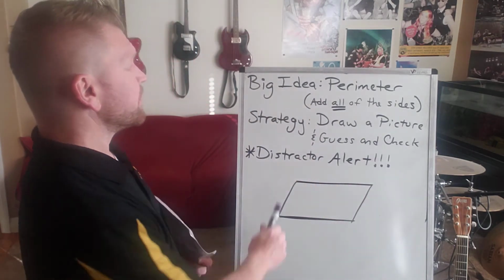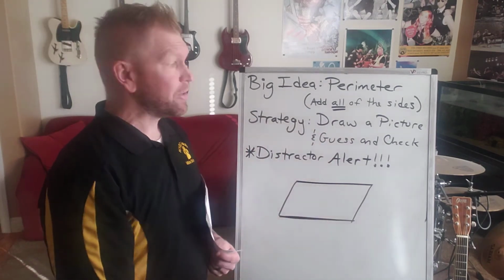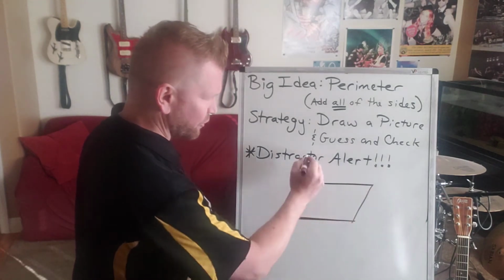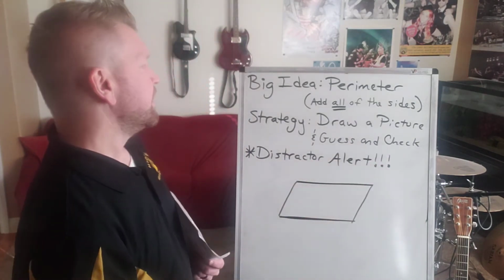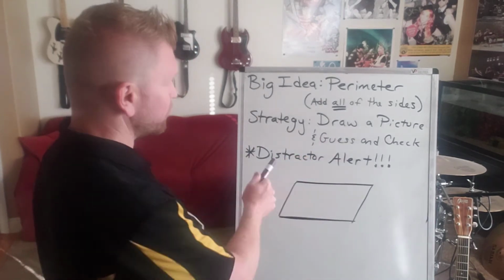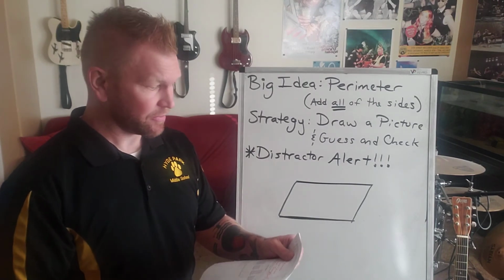All right, the strategy we're going to use is draw a picture. I already drew the picture of the parallelogram. A parallelogram has four sides where opposite sides are parallel to one another. And we're also going to use the strategies guess and check and distractor alert. There's a distractor as one of the multiple choice answers here.